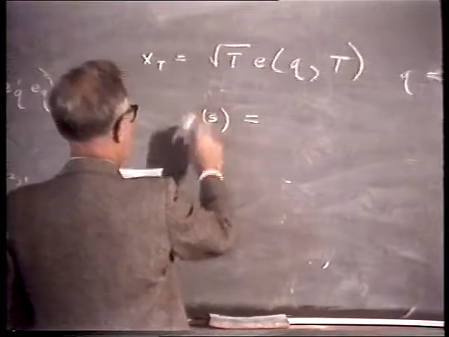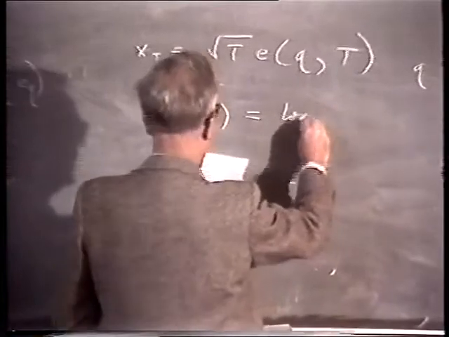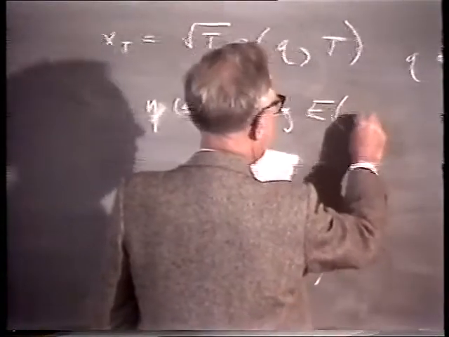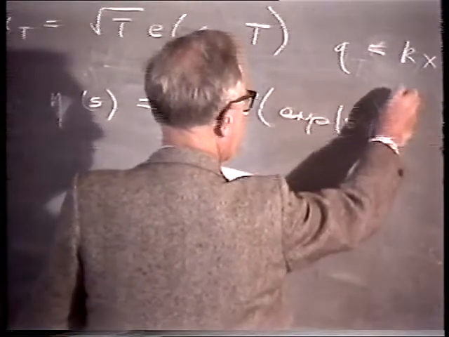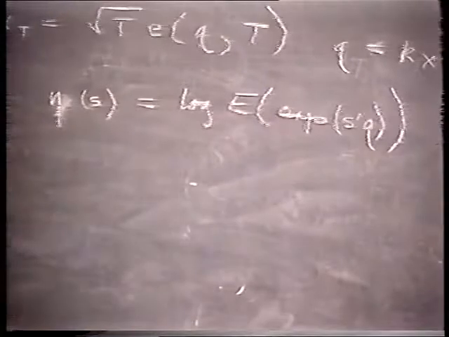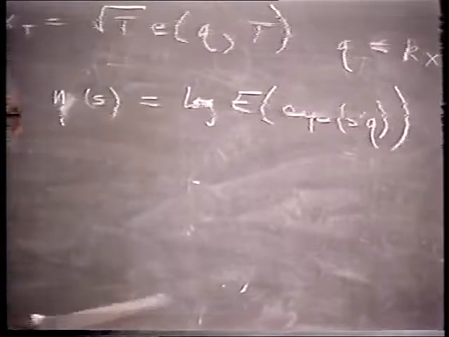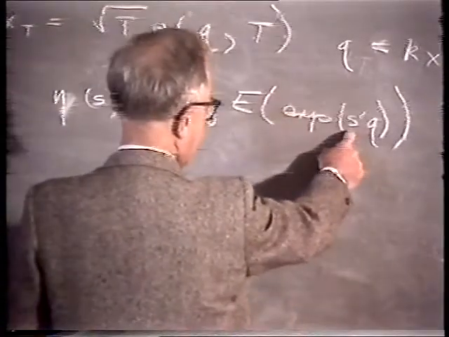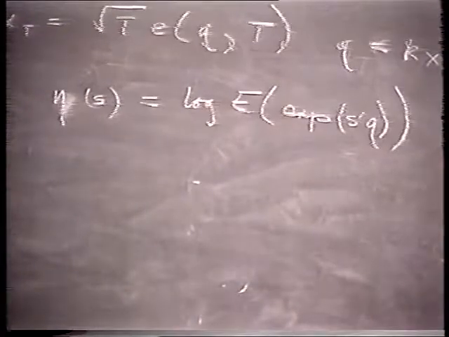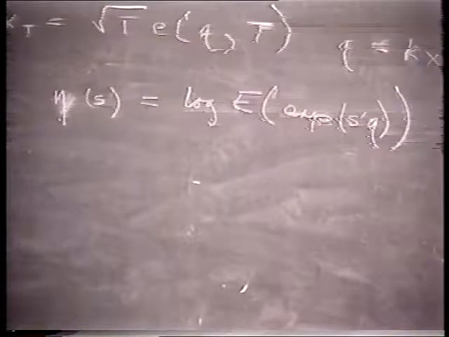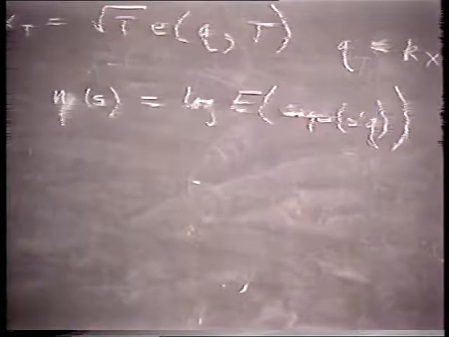Yes, I should be looking at eta of s, which is log, in other words, it's the cumulant generating function for the q's. Now that is defined simply by taking the exponential of s prime times q, where s prime is a vector of dimension k, and then taking the logarithm of the expectation. So that is what's called the cumulant generating function.